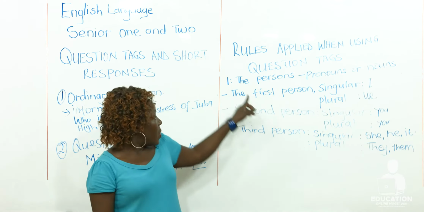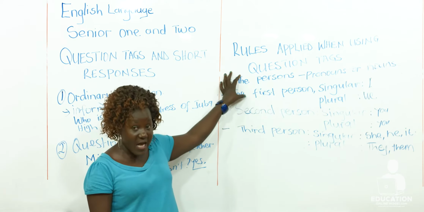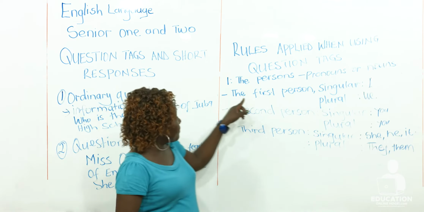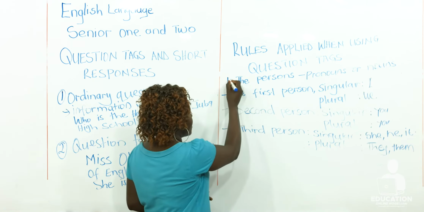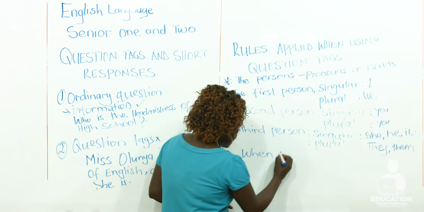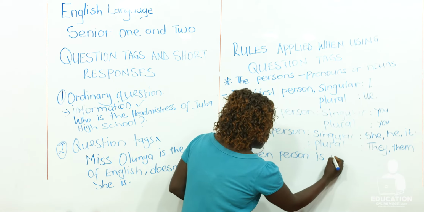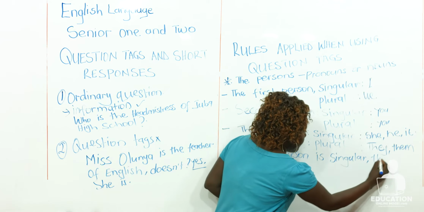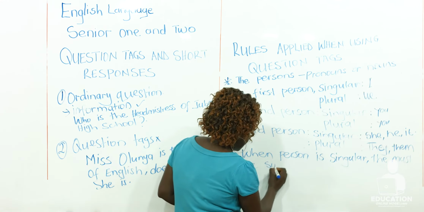Right. Now, how do we develop rules from persons? We say rules can be developed from persons. In question tags, you should follow the rule: when the person is singular, the verb must be singular.